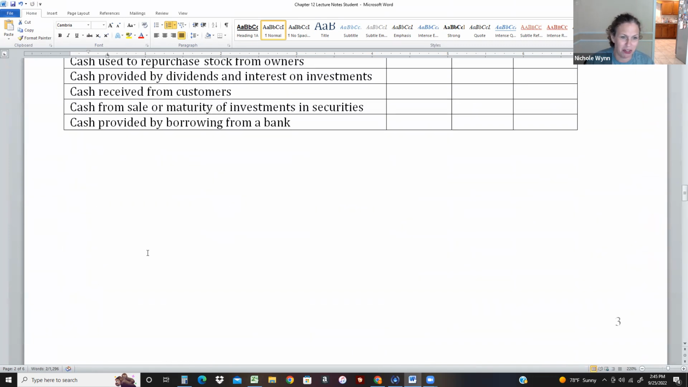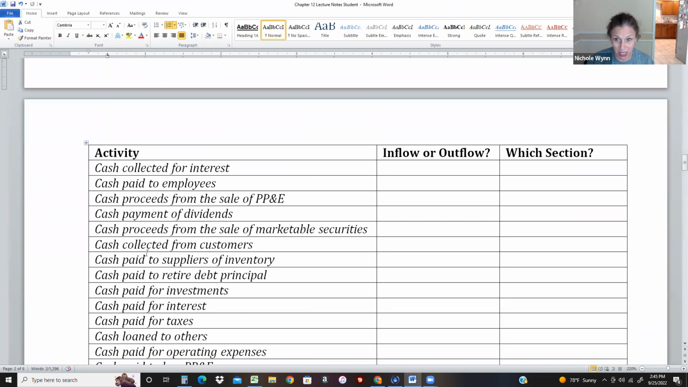So what I'd like you to do is go ahead and pause the video, and I want you to try to do all of them. So inflow, outflow is just if you're receiving money or paying money. So it's just either inflow, receiving, outflow, paying. And then what section is operating, investing, or financing. And I want you to try to do these on your own.